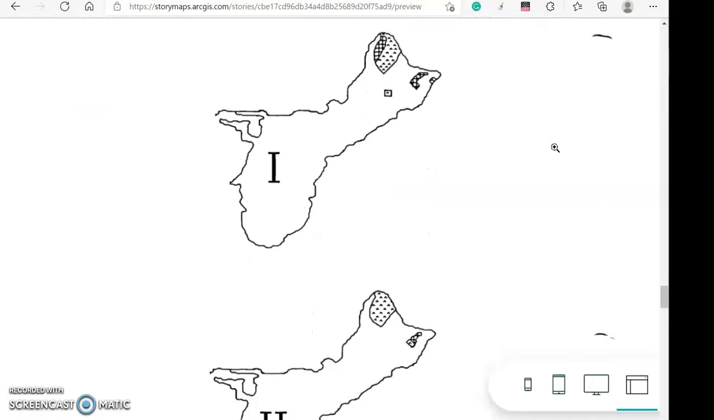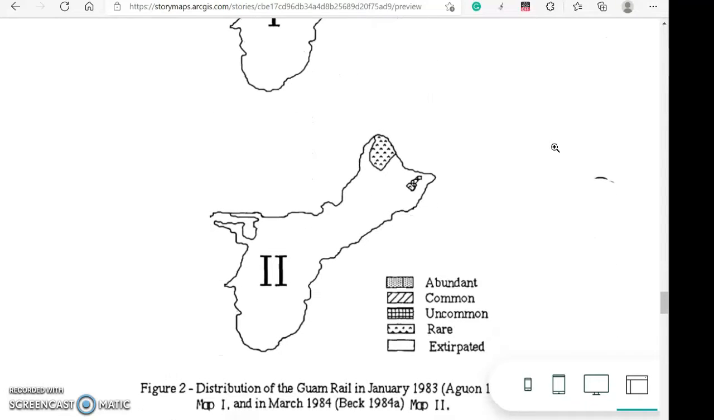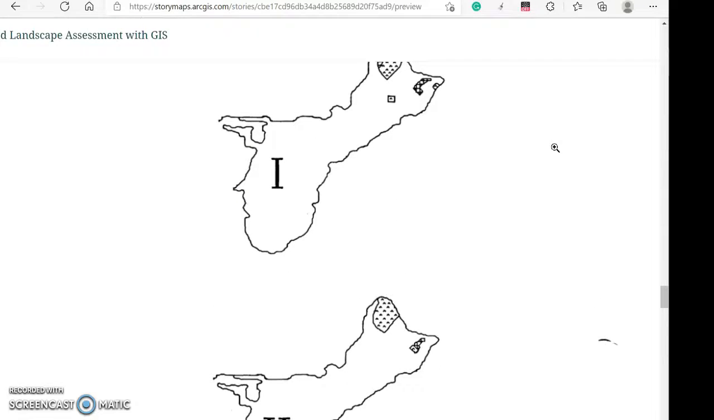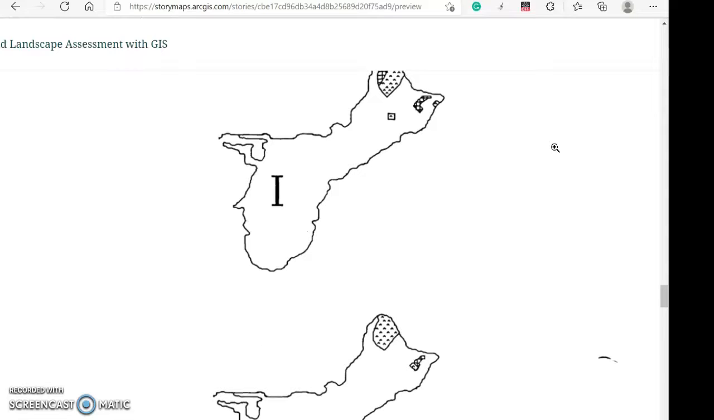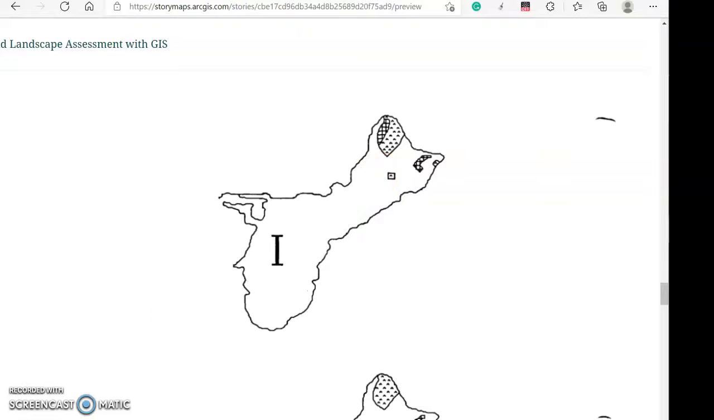This map was taken from another source. That is not my primary source of information, but this was created in 1983 for the distribution of the Guam rail and where they have been most cited as a native bird that has been seen in the wild. So sorry, major tongue twister. All right, so this is where they were.